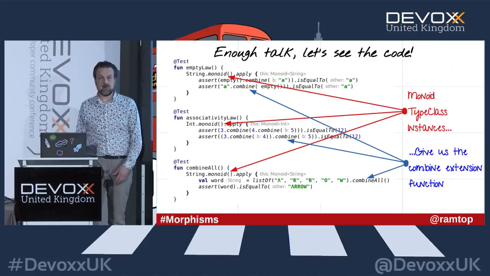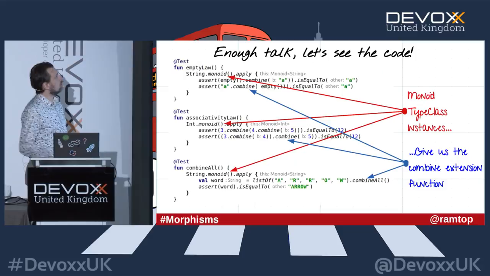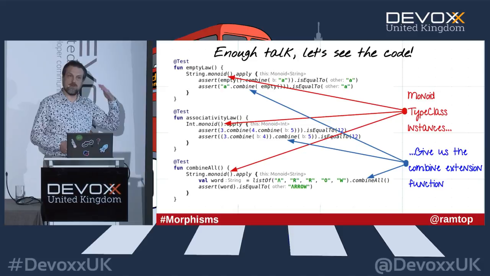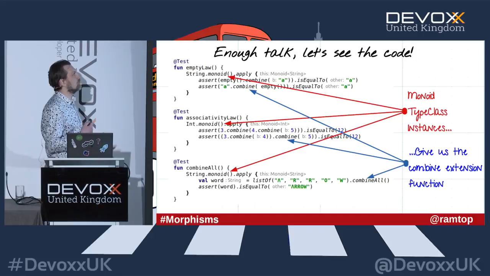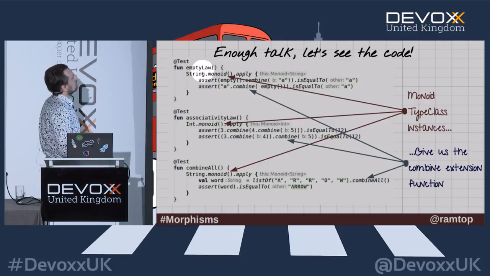This is Kotlin. And I'm not really suggesting that you use this code in your production. This is more like didactic code to understand. So basically, the idea is that you have the monoid of a string. When we combine two strings, we combine empty with A, and we have A as a result. And yeah, we can also combine all of them and have an arrow.